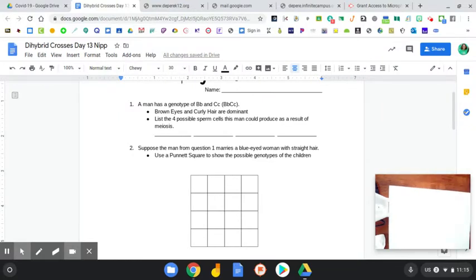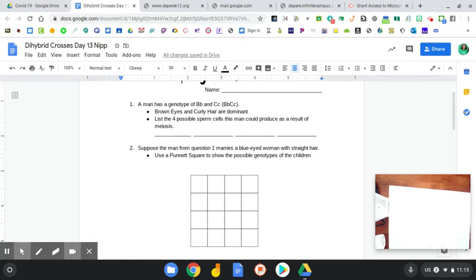It says a man has a genotype of big B, big C, little c. So brown eyes and curly hair are dominant. The B's are going to be for eye color. C's will be for hair color. List the 4 possible sperm cells that this man could produce as a result of meiosis.